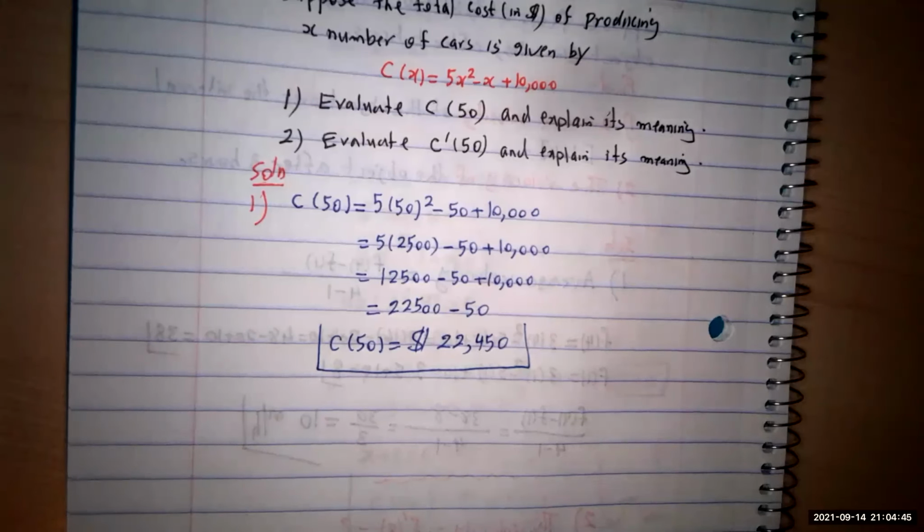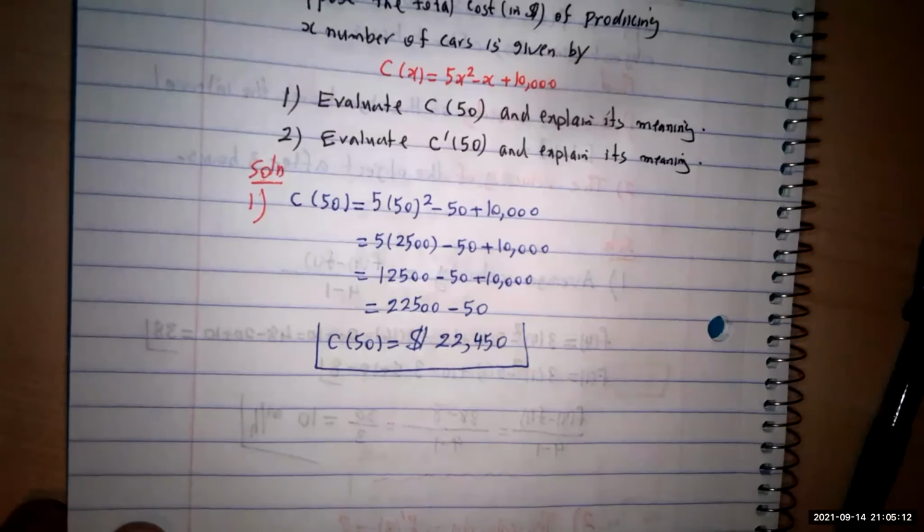So describe it for us. What does C of 50 mean? Any suggestion? It costs $22,450 to produce 50 cars. Excellent. That's going to be the total cost of producing 50 cars. Yes, you are right, because that was a total cost function, so you have to write something nice.